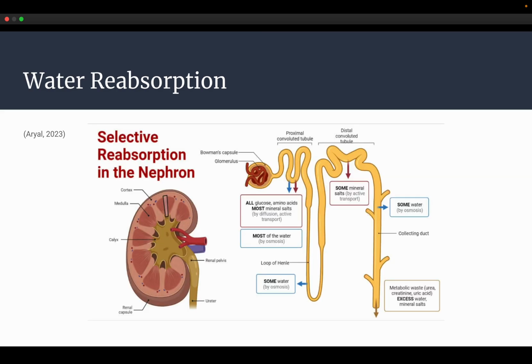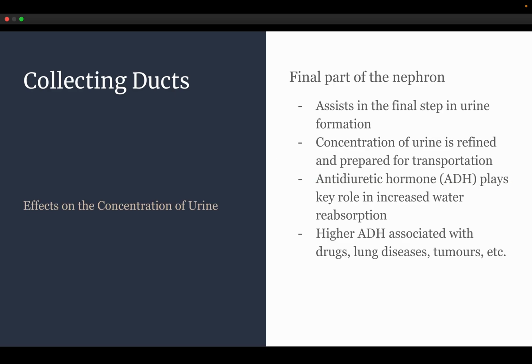Another essential function that nephrons provide is the maintenance of the balance of water in our bodies. Both the descending limb and the ascending limb of the loop of Henle are essential parts of this operation, as in the descending limb, water is reabsorbed, and in the ascending limb, ions like sodium and chloride are reabsorbed without water. The result of this reabsorption is concentrated urine, which is more prominent when the body is dehydrated. The final part of the nephron, as well as the final step in urine formation that we will be covering, is the collecting duct, where the concentration of urine is refined and prepared for transportation.